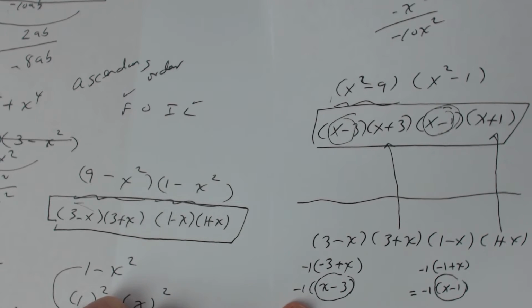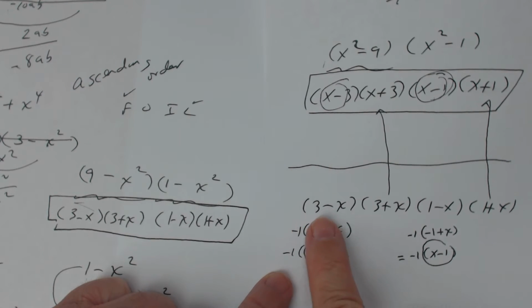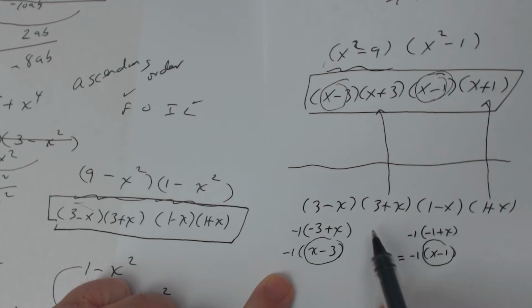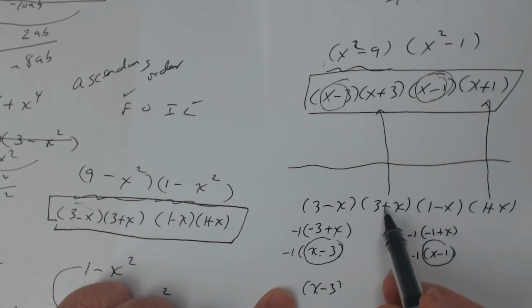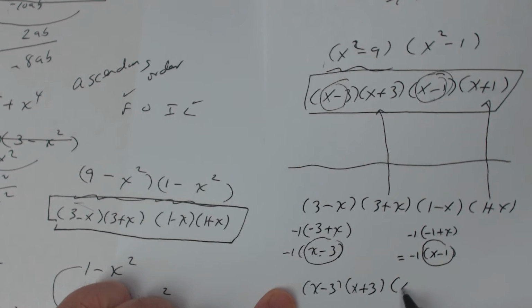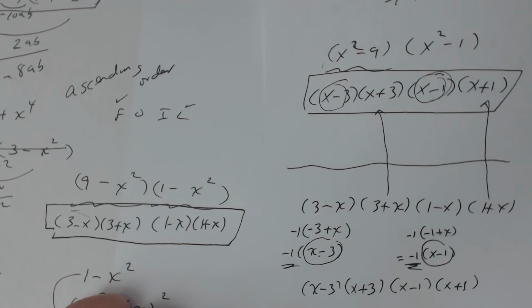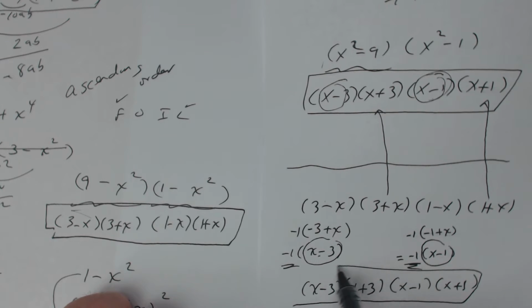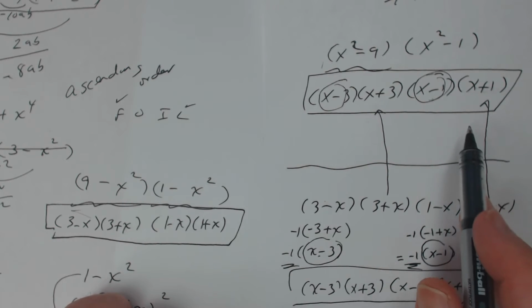So that means that I can rewrite this as x minus 3 times x plus 3 times x minus 1 times x plus 1, because 1 plus x is the same as x plus 1. And then the negative 1 here and the negative 1 here multiplied together is a positive 1. So we could say times 1, but we don't put it. And so that looks exactly like this.